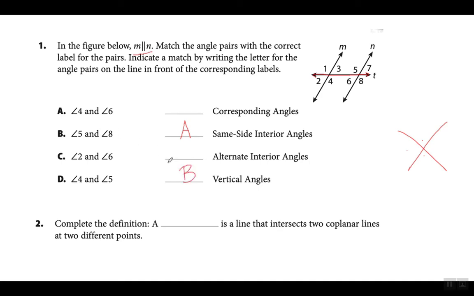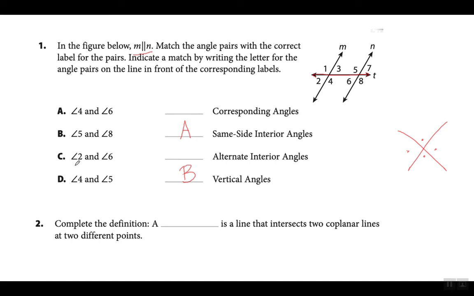Okay. Recuerden que ángulos verticales son ángulos opuestos. Así que este ángulo es opuesto a este, así que son ángulos verticales igual que este con este. Así que aquí ángulo 5 es un ángulo vertical con ángulo 8.